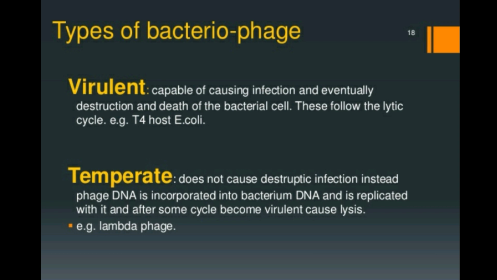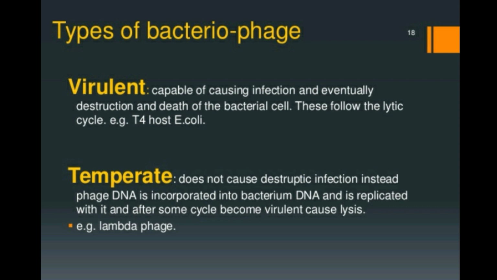Types of bacteriophage. Bacteriophage is mainly of two types. First one is virulent phage and second one is temperate phage. Virulent phages are those phages which are capable of causing infection and also the destruction and death of the bacterial cell. Commonly we can say that virulent phages follow the lytic cycle, and the example of virulent phage is the T4 phage.